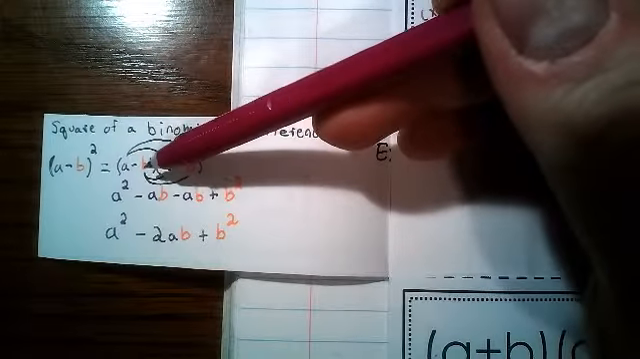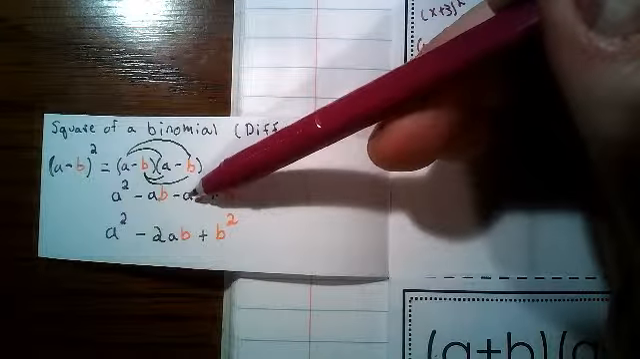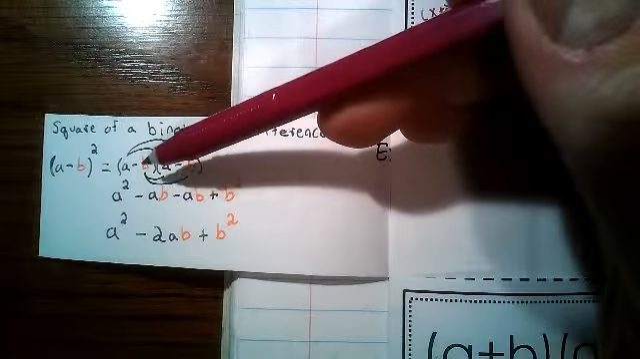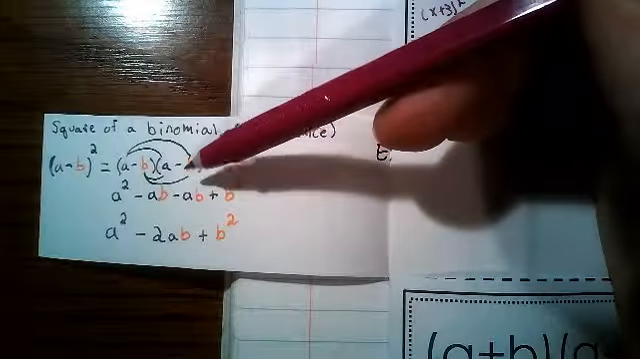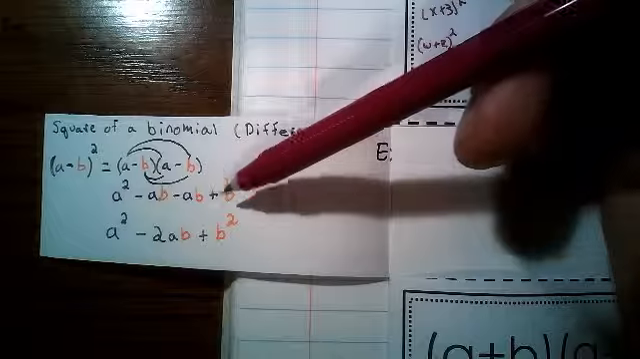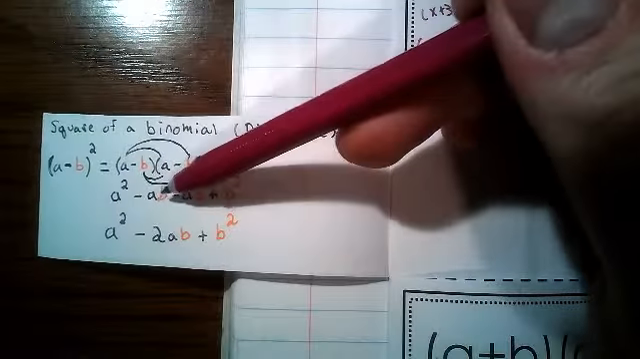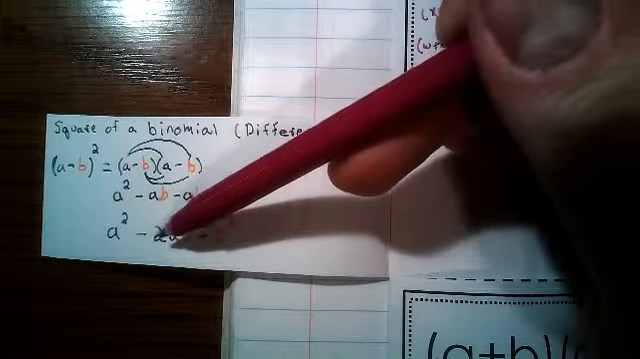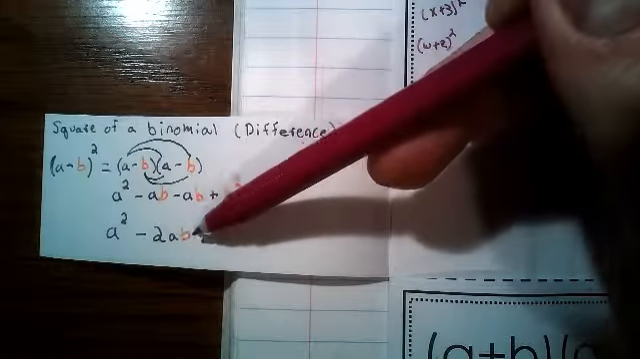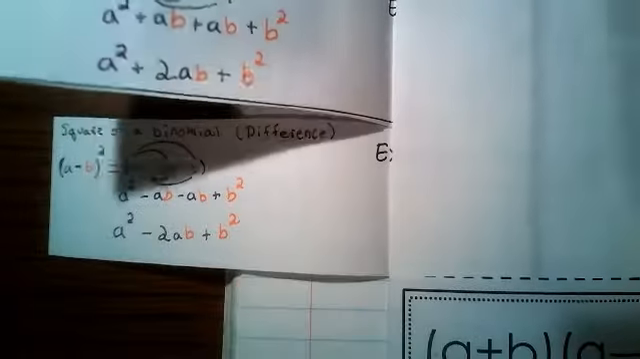And then the inside, negative b times a, is again negative ab. And then negative b times negative b is a positive b squared. And when I combine like terms, I have two of these negative ab's, so it becomes negative 2ab. So take a look at how similar these two are.